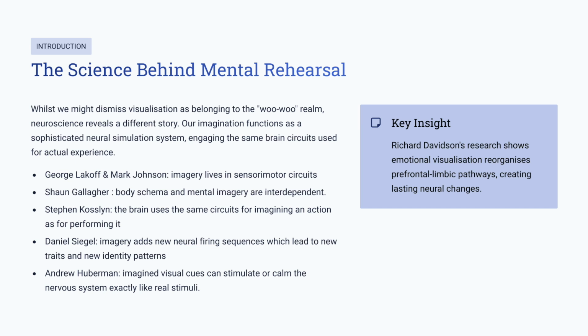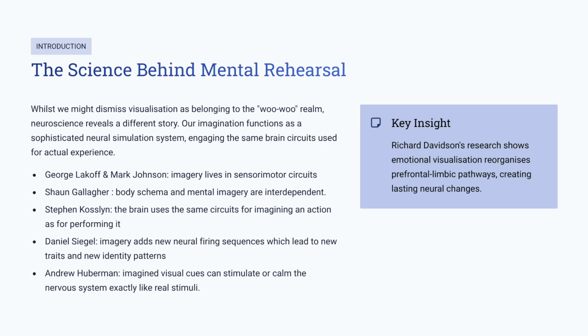According to George Lakoff and Mark Johnson, imagery lives in sensory motor circuits, while Shaun Gallagher points out how body schema and mental imagery are interdependent. Studies conducted by Stephen Kosslyn highlight how the brain uses the same circuits for imagining an action as for performing it. Richard Davidson's research highlights how emotional visualization reorganizes the prefrontal limbic pathways. According to Daniel Siegel, imagery adds new neural firing sequences, which lead to new traits and new identity patterns.